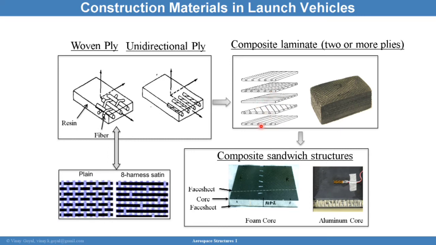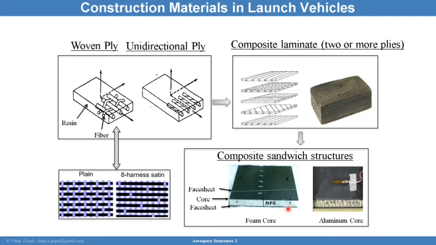Composite sandwich structure is one structure that's used quite significantly because it can improve the bending resistance by simply putting the composite face sheets apart, creating space in between, and filling it up with a lightweight material like core, foam core in this case, or aluminum core.